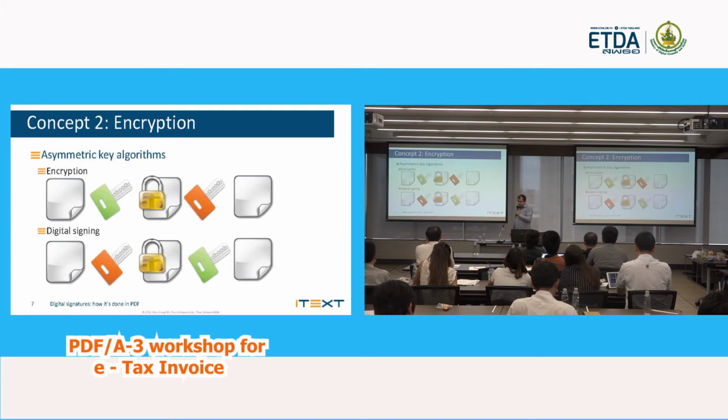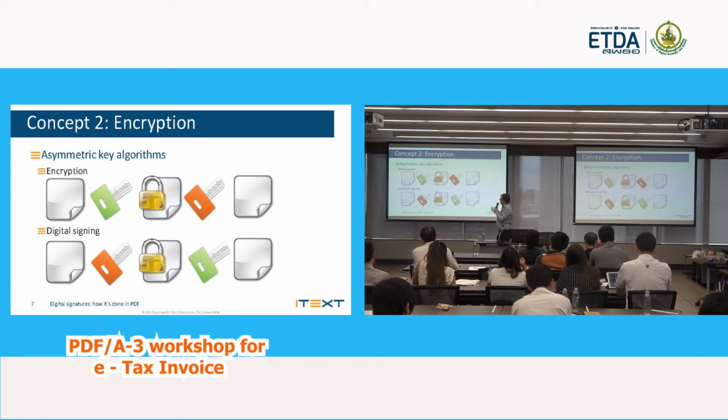The second concept is encryption. Encryption is about going from data that everyone can read to something that is protected. How are we going to use this? Well, we are going to use asymmetric keys. Think of a key for your door: you have one key to open the door, and you use the same key to close the door.